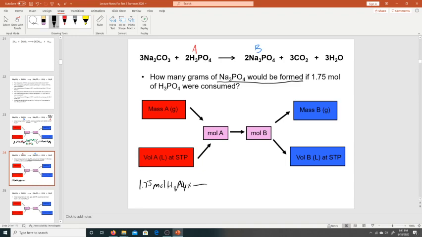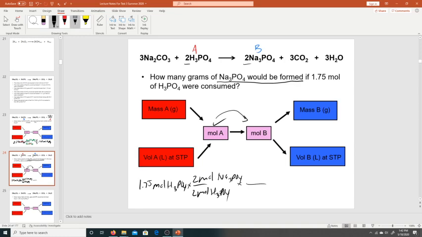Okay, so we're starting here in the equation. I don't need the molecular weight of phosphoric acid because I already have moles. I'm going to go from moles of my A, moles of phosphoric acid. Then I'm going to find moles of B. This is B over A. So it's going to be 2 moles of sodium phosphate over 2 moles of phosphoric acid. Just to remind you, these 2's came from the 2's in the balanced chemical equation.